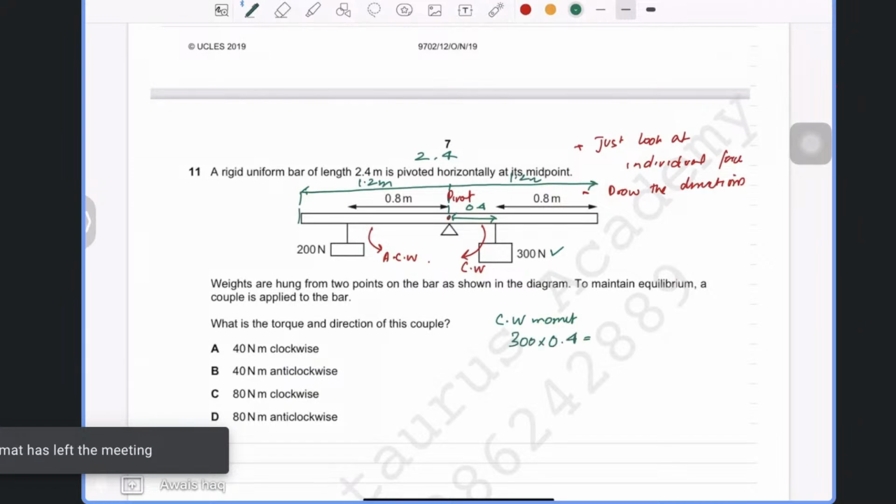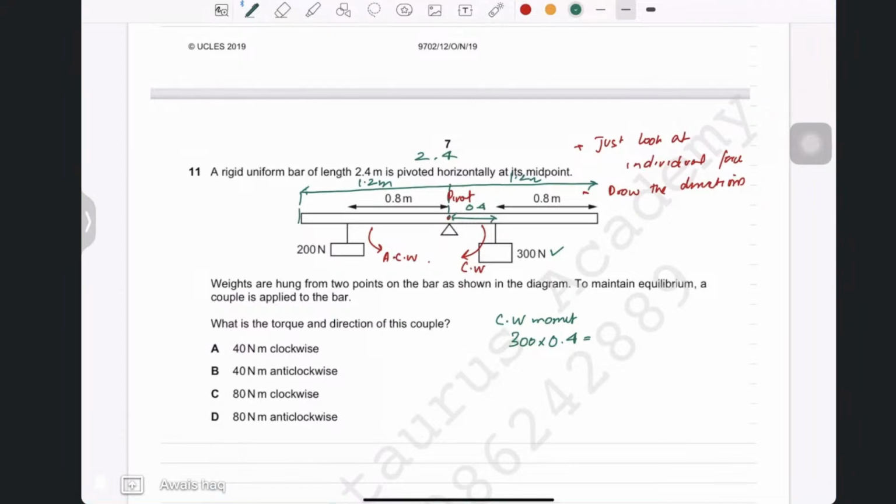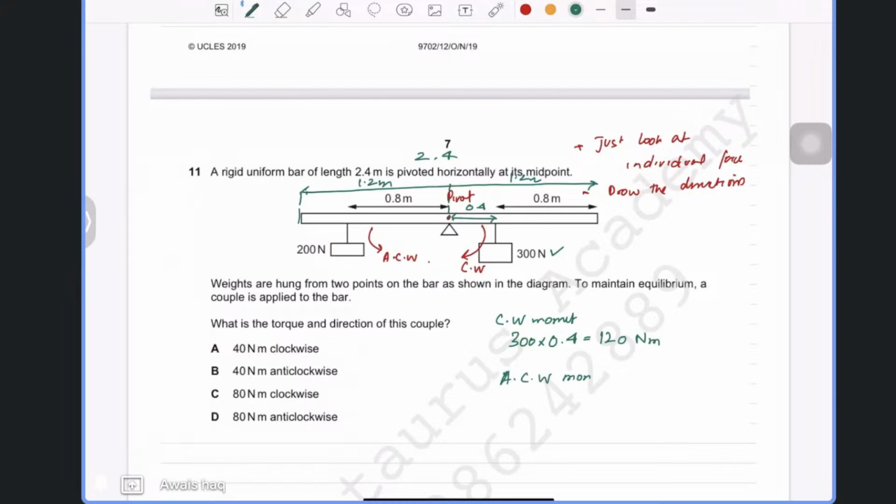What do you get here? 120. Okay. And then for the anti-clockwise moment, it's gonna be basically this distance into this force, because that's the perpendicular distance to the pivot. So it's going to be 200 times 0.8. And what is that?